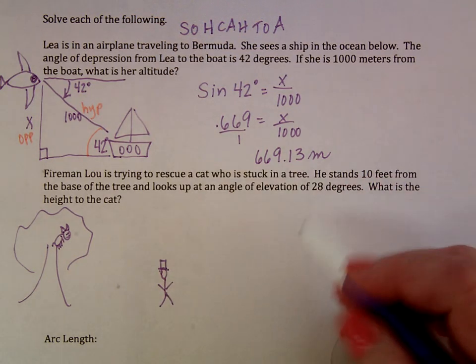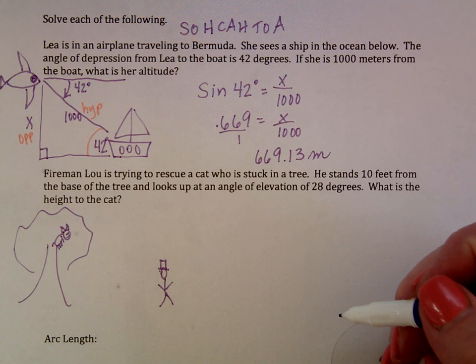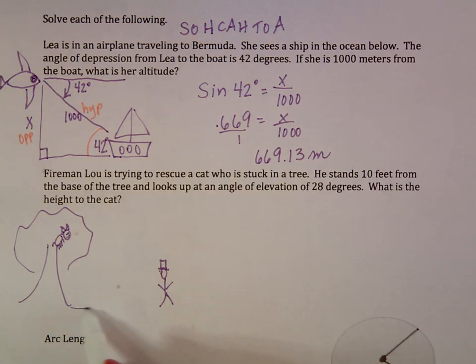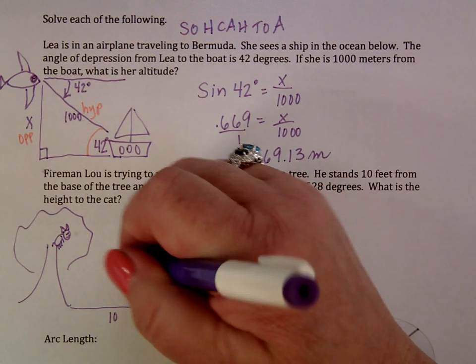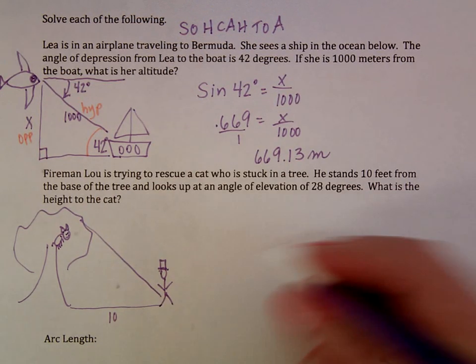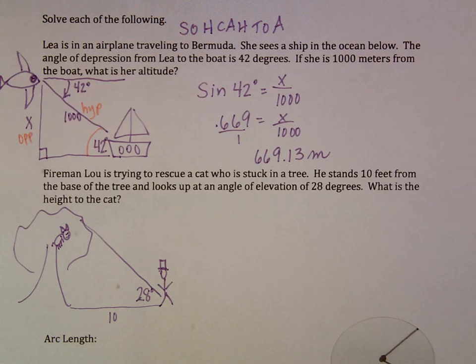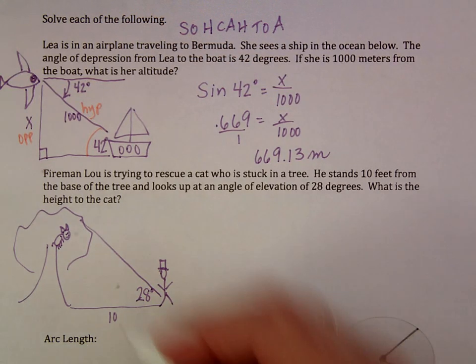He's trying to rescue the cat. He stands 10 feet from the base of the tree. Well, the base of the tree's here. He's standing 10 feet away. This is my 10. He looks up at an angle of elevation. So looking up to the cat is the angle of elevation of 28 degrees. All right, what is the height to the cat? Well, how far up the tree is the cat?